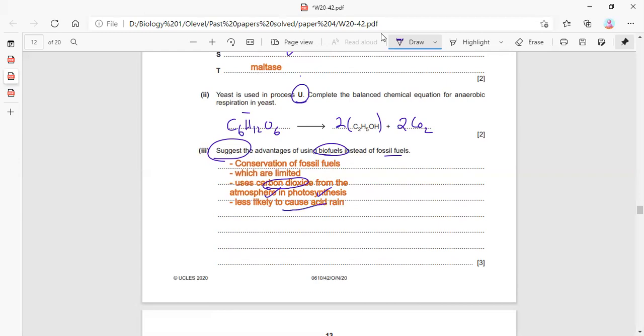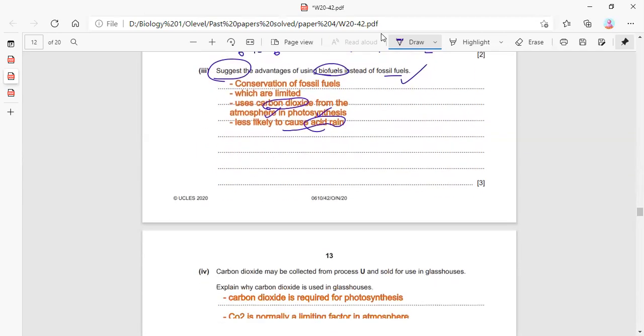Biofuels are less likely to cause acid rain. Fossil fuels release sulfur dioxide, which causes acid rain, but biofuels do not. So these are the advantages of biofuels.